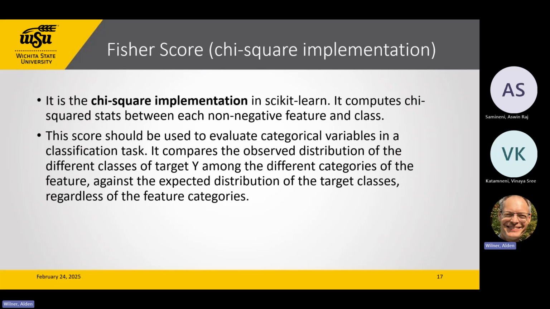The Fisher score is our next method, and this is the chi-squared implementation in scikit-learn. For each non-negative feature in the model, it will give you a chi-squared statistic. And then you can use that statistic to evaluate the categorical variables in a classification test. So you look at the observed distribution of the different classes among the different categories of the feature, and then compare that against the expected distribution of the target classes, regardless of the feature categories. And so the Fisher score kind of gives you an estimate for how good this variable is at predicting the actual classes that we're seeing in the model, right?